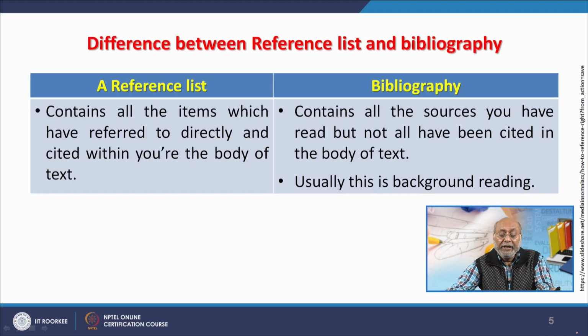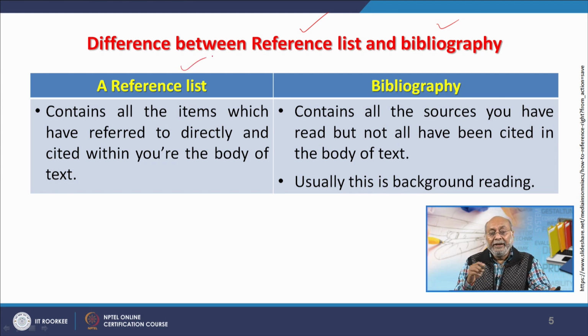Now, there are two terms used in this domain: reference, or list of references, and bibliography. The major difference is that whenever we say list of references, it means that each reference given in the list has been cited at least once within the body of the text. That is what a list of references is.